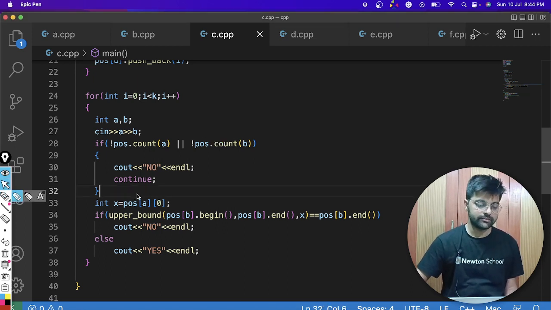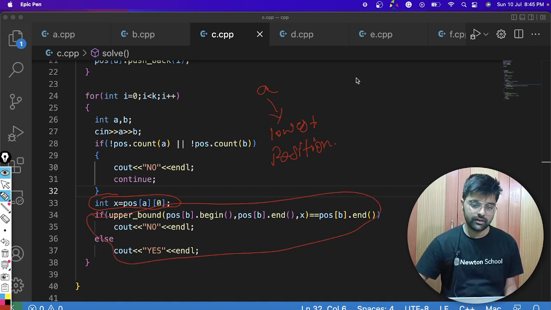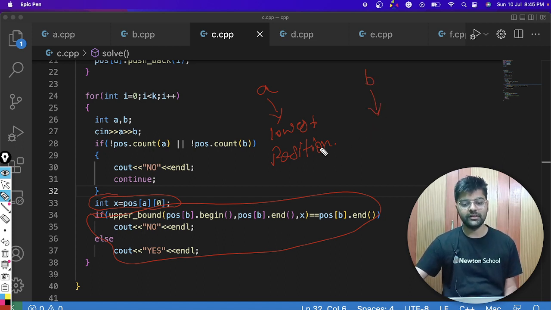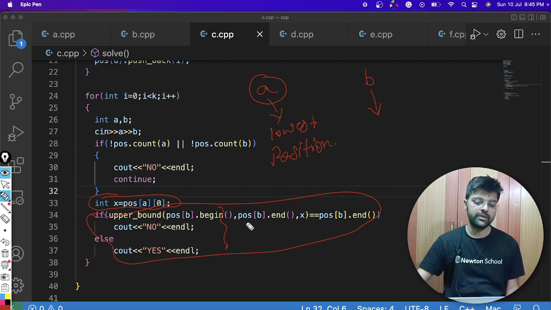And then we found the lowest value, so the lowest position I have found, and I have checked for B, in B's position array, whether it contains any element greater than A's lowest position. If it does not contain any such integer, then the answer will be no. Otherwise, the answer will be yes.